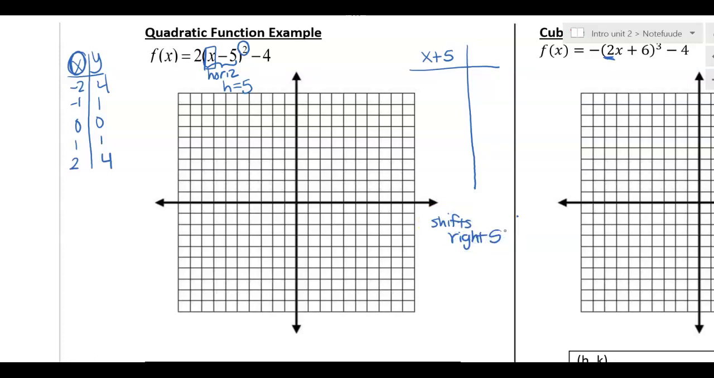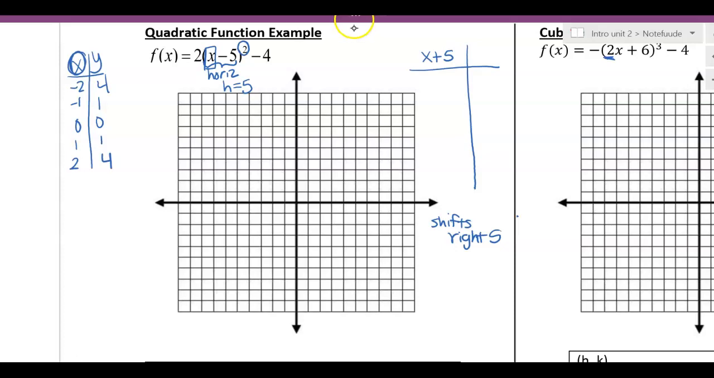The arithmetic in the table has to do the same thing that your mouth would say for the transformation. So if I'm reading a transformation that says shifts to the right 5, what kind of arithmetic would you do to move something to the right 5 on the graph? You would take the x and you would add 5 to it, okay? So that's what we're looking to do.